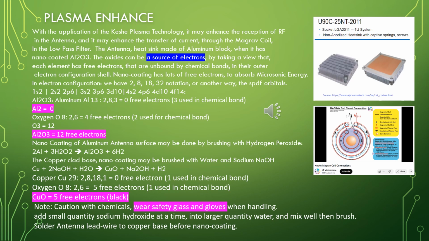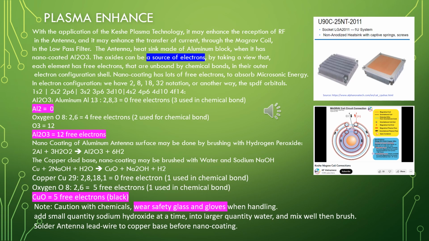Plasma enhanced. With the application of the CAS plasma technology, it may enhance the reception of RF in the antenna, and it may enhance the transfer of current through the McGrath coil in the low-pass filter. The antenna heatsink made of aluminum block when it has nano-coated aluminum oxide. The oxide can be a source of electrons by taking a view that each element has free electrons that are unbounded by chemical bonds in their outer electronic configuration shell.